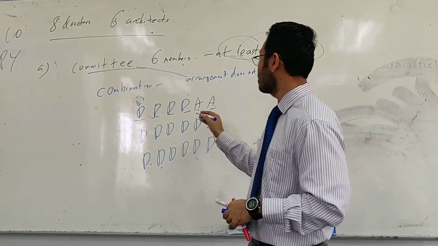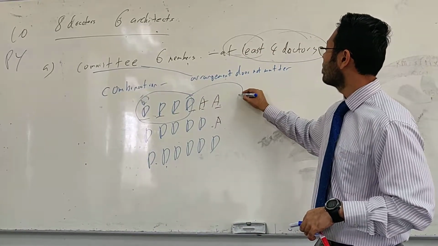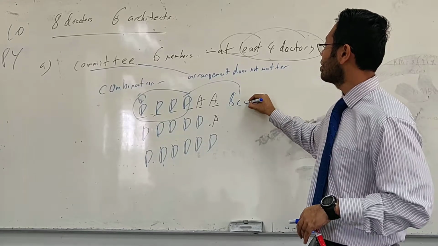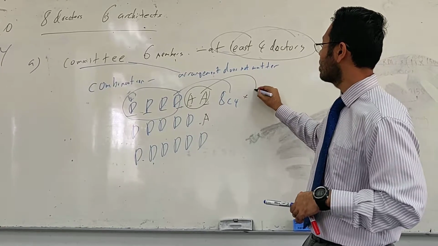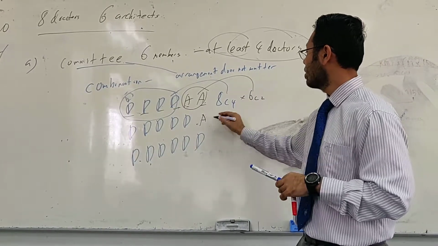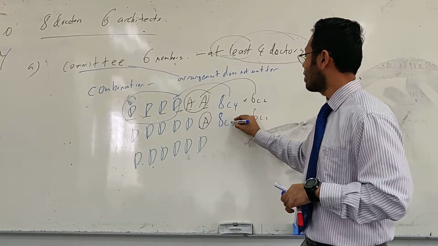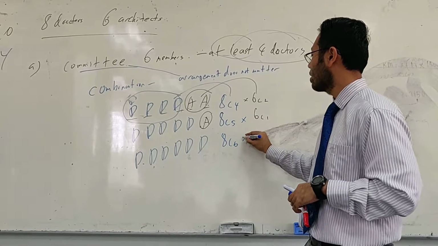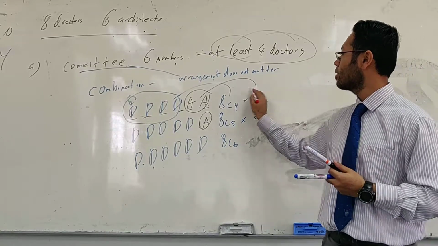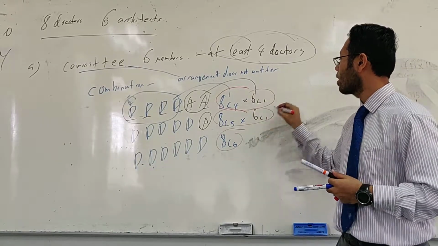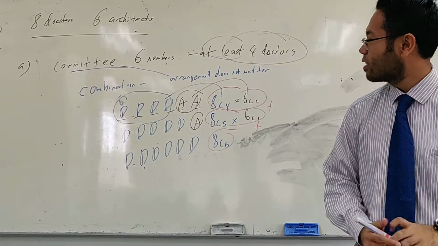For the 4 doctors, how many doctors do we have? 8C4 times 6C2. Same goes for this one here, 8C5 times 6C1, and 8C6. Nothing but times. Okay? How do we connect all of this data? Plus. This one is easy. Let's move on.